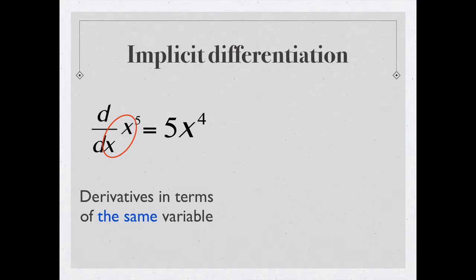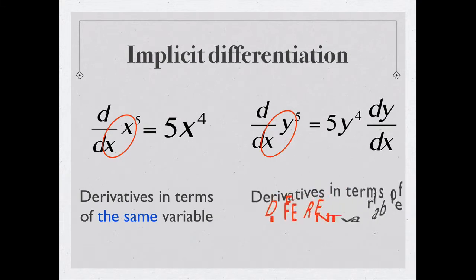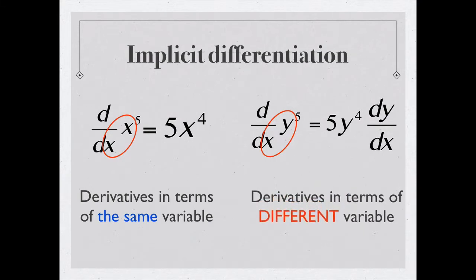Now take a look at this example. Let's find the derivative of y to the fifth in terms of x. The derivative of y to the fifth is equal to 5 times y to the fourth dy dx. In this example, the derivative of y to the fifth is different from the derivative in the first example that I have. And the reason is because the derivatives are in terms of different variables.